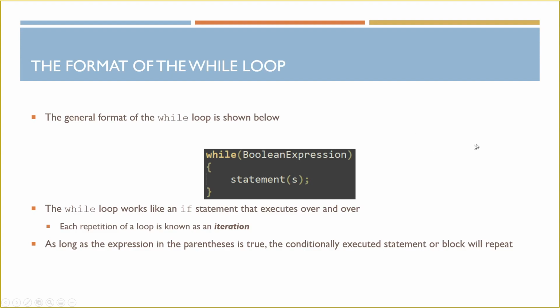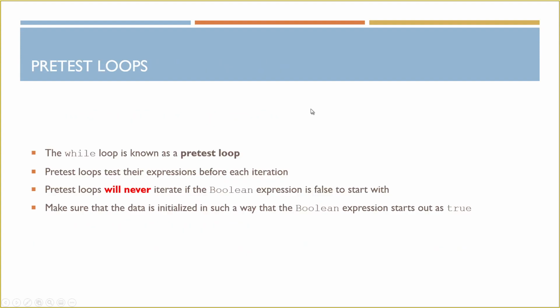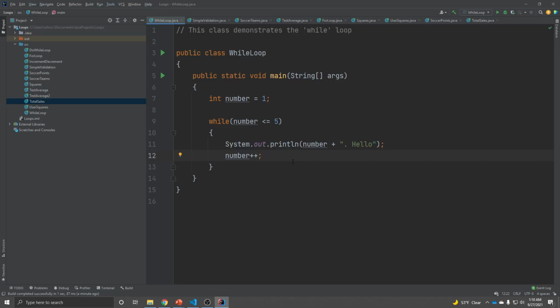So back in our discussion, let's talk about the concept of a pretest loop. The while loop is an example of a pretest loop. And pretest loops basically just test their expressions before they iterate. A pretest loop will never iterate if the Boolean expression is false to start with. So we want to make sure that our data is initialized in such a way that the Boolean expression starts out as true. So let me go back to IntelliJ here.